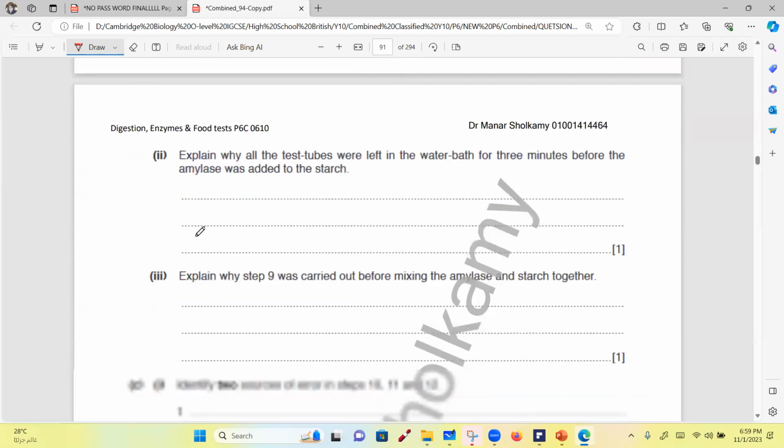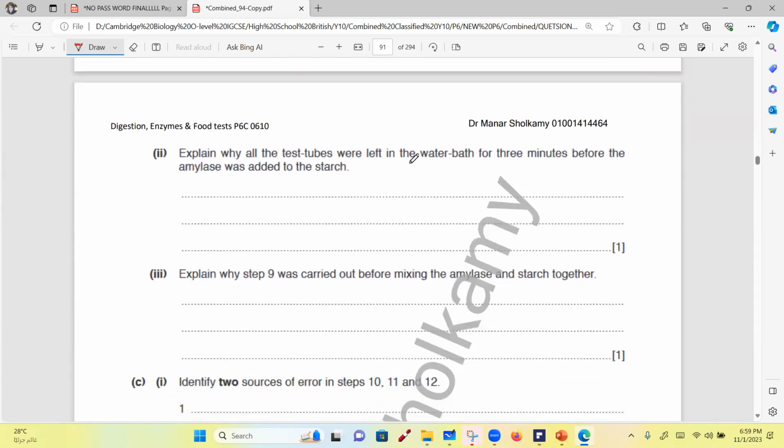Explain why all the test tubes were left in the water bath for 3 minutes before the amylase was added to the starch. We also answered this. Thermal equilibrium. Adjust temperature and get more accurate results. Very good. So that they are all the same temperature, so that they all reach equilibrium. You don't believe me when I tell you that all the questions are the same format, but they just change the experiment.